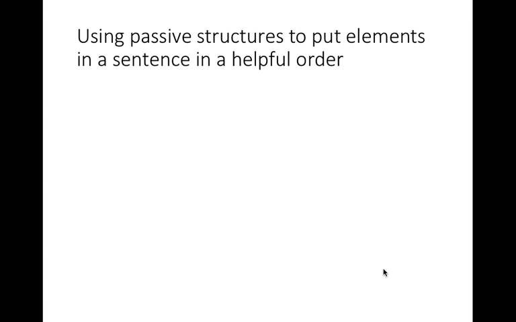So far, we've seen that one reason to use passive structures is to avoid specifying who did an action, to avoid specifying the agent. Let's take up now another reason to use passive structures. This one could be even more important. And this is that passives are among the linguistic resources we can use to get the elements within a sentence into an order that's helpful to our listeners or readers.